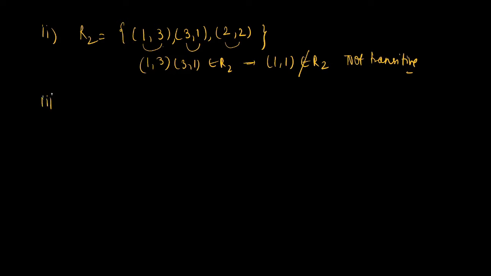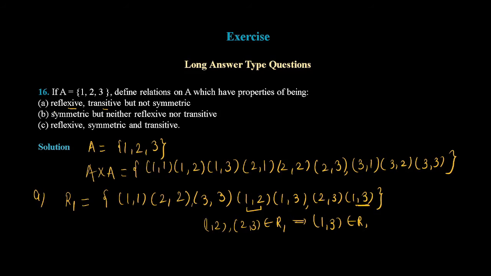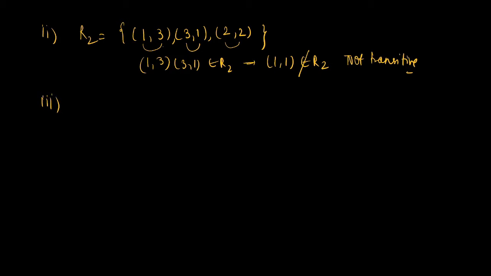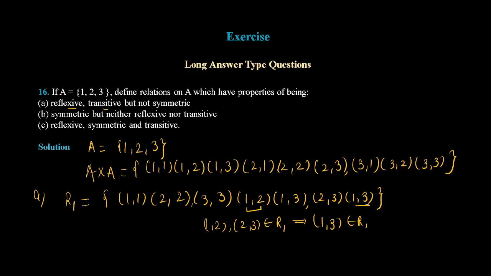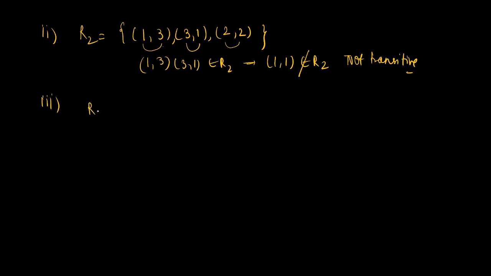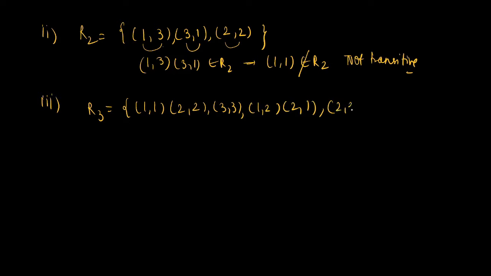Now in the third part, we have to take a relation that is reflexive, symmetric and transitive. So we can take all the elements of A cross A, because this set is symmetric, transitive, and reflexive also. So I can take R3 as (1,1), (2,2), (3,3). Then I can take (1,2), (2,1). Then (2,3), (3,2). Then we are left with only (1,3) and (3,1).